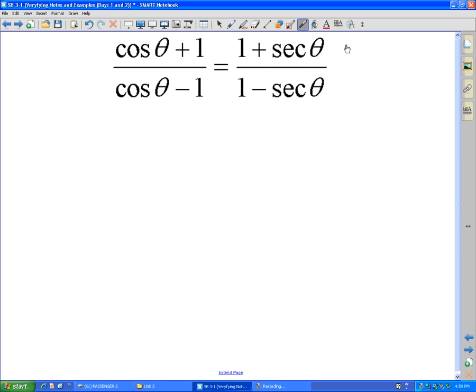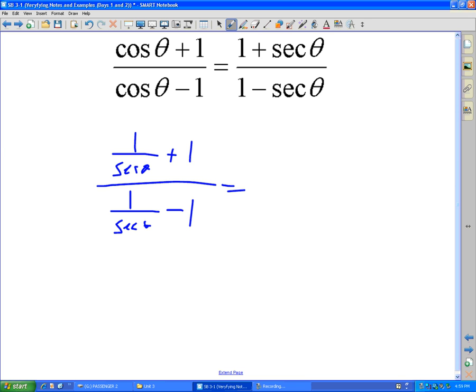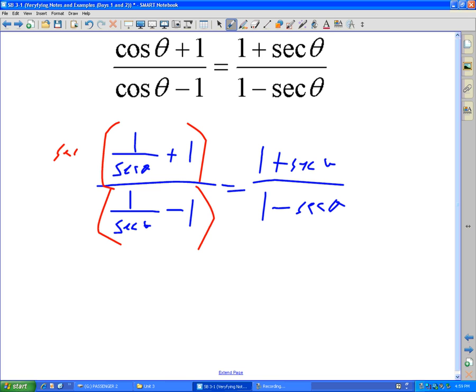But remember, cosine is related to secant through the reciprocal identity. So let's just do our 1 over secant plus 1 over 1 over secant theta subtract 1 is equal to 1 plus secant theta over 1 minus, or subtract, secant theta. And once again, we don't like these complex fractions over here, so let's multiply by that common denominator, which is secant theta. We're allowed to do this because secant over secant is just 1.